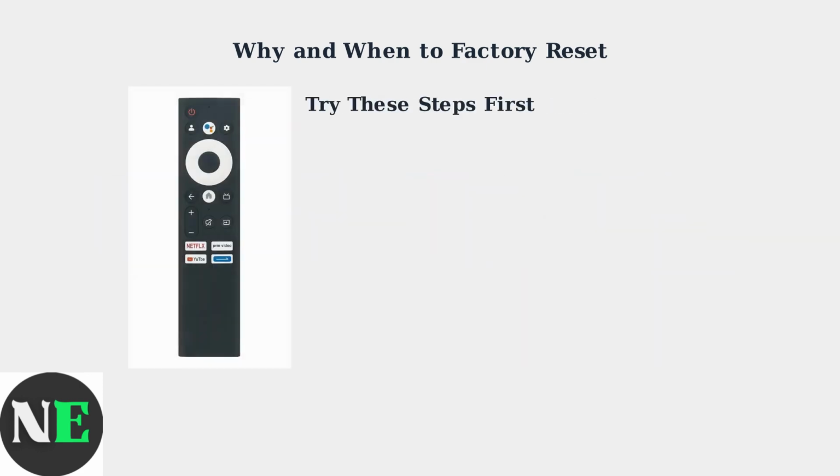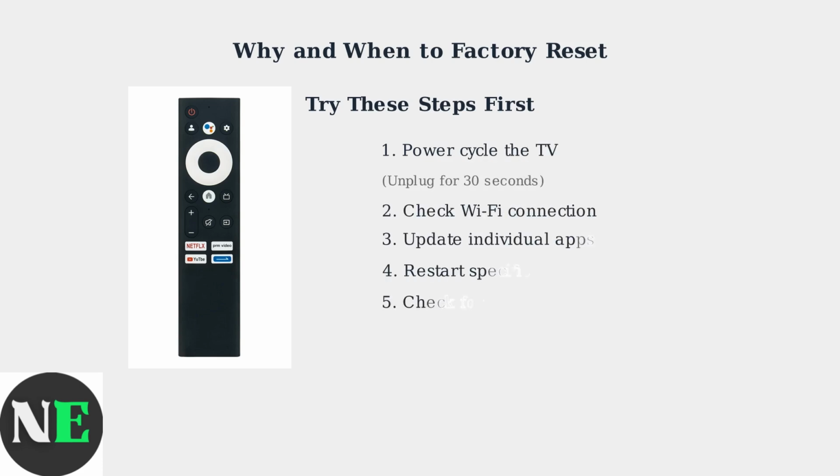Before performing a factory reset, try these alternative troubleshooting steps first. Power cycle the TV by unplugging it for 30 seconds, check your Wi-Fi connection, update individual apps, restart problematic apps, and check for system updates.